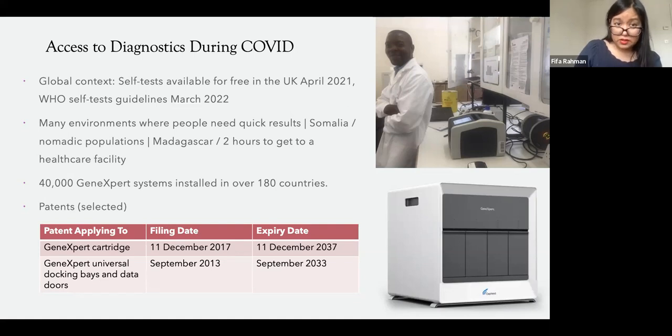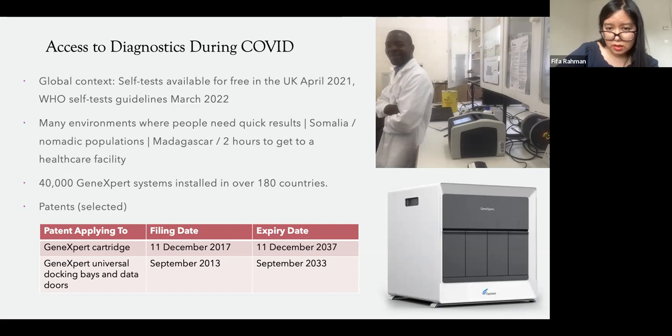And if you're interested in why self-tests were so late, that's a whole conversation for another day, quite an enraging conversation. But let's focus on the PCR, because they were incredibly important, especially automated PCR, which returns results in less than 2 hours. And there are many environments where people need quick results.